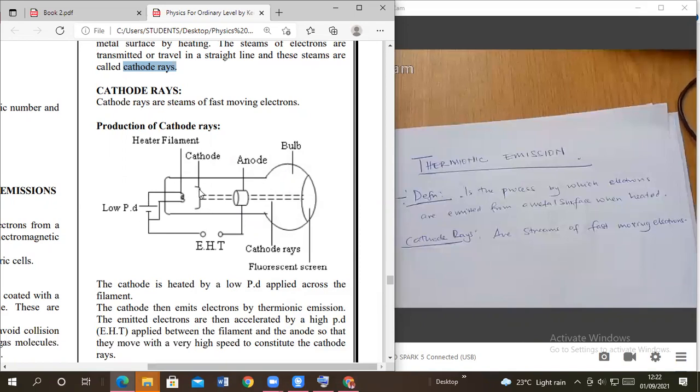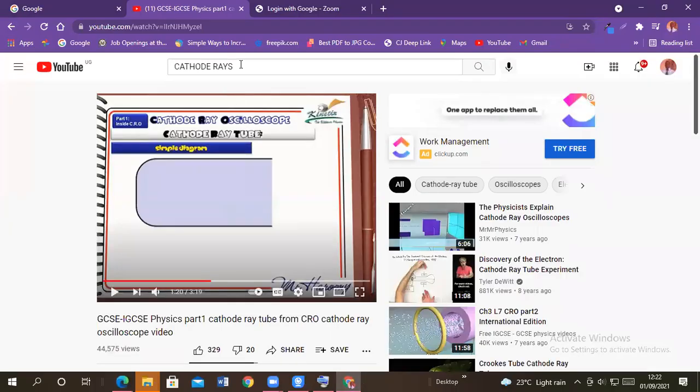So there is a cathode, this is the cathode. There is the anode here. Here there is a bulb. Now in the other one, we do not see the bulb. So I'm going to show you the one which has a bulb. And this is the filament.